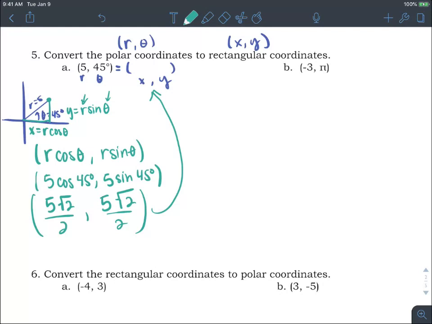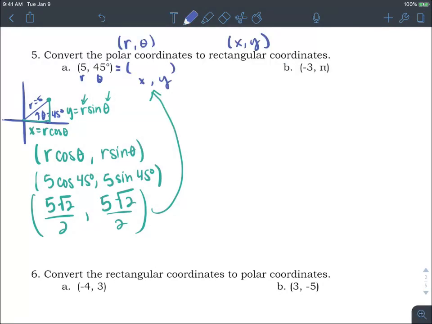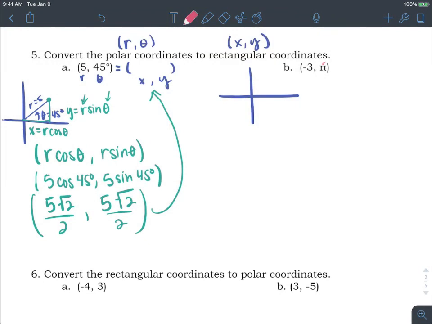So let's do B really quickly. Go ahead and graph B, because I think it's helpful to see where it is. You're facing pi, so we're going to face that way. And I'm going to go back -3. So 1, 2, 3. I'm actually going to go towards 0. So my point is right here. And on the xy plane, well, this one's easy. This would be 3, 0.